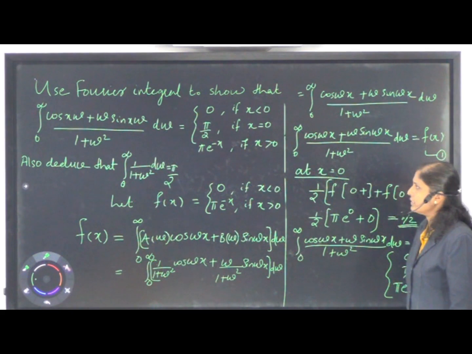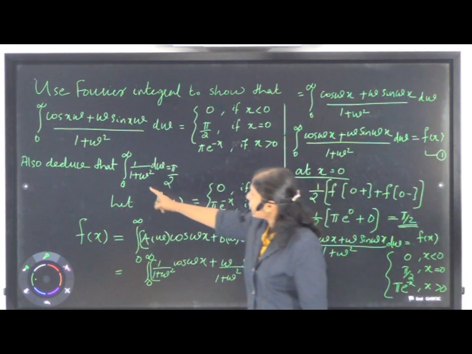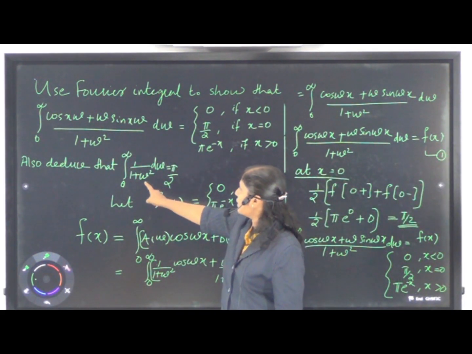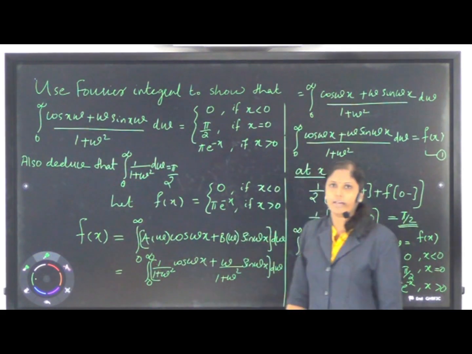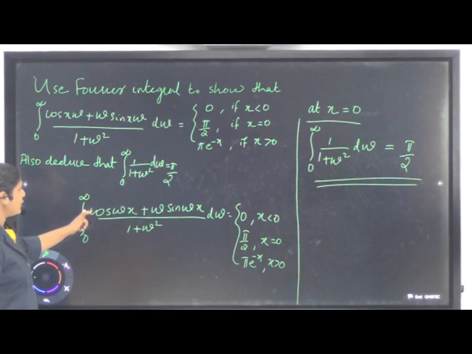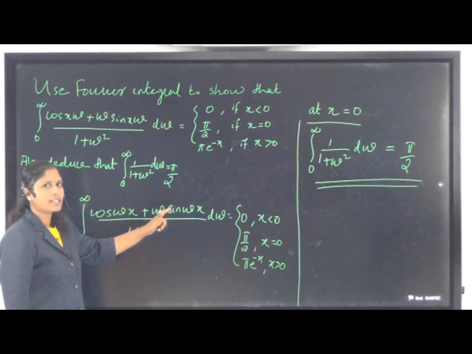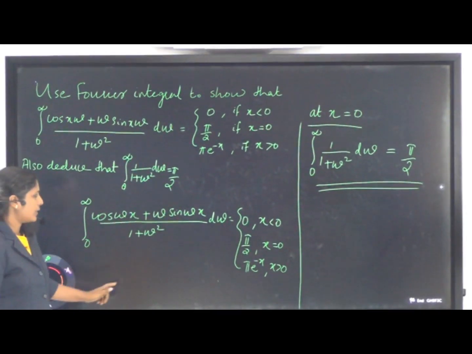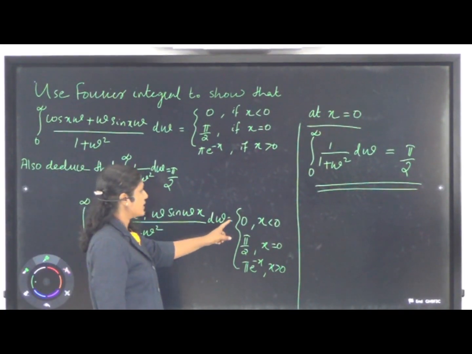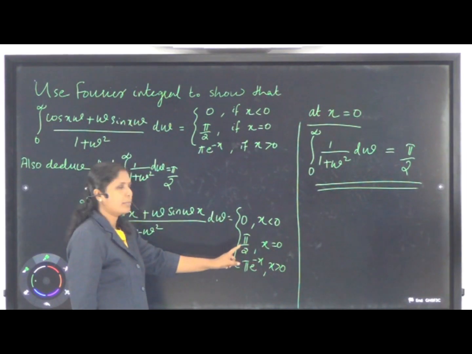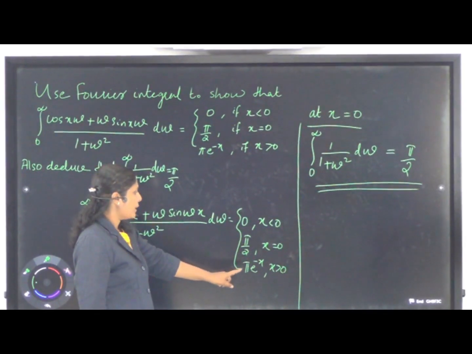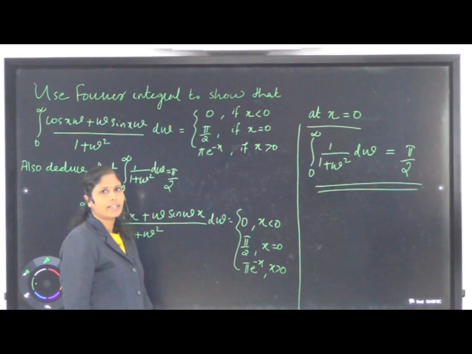Next we have to find integral 0 to infinity 1 by 1 plus omega square d omega. We get integral 0 to infinity cos omega x plus omega sin omega x by 1 plus omega square d omega equal to 0 for x less than 0, pi by 2 for x equal to 0, pi e raised to minus x for x greater than 0.